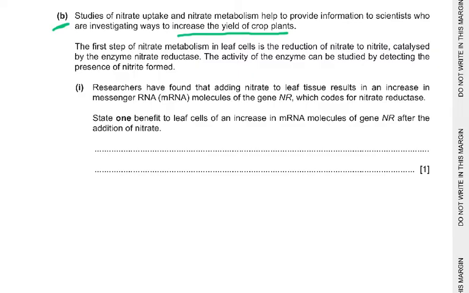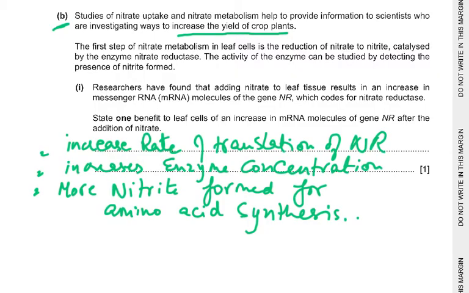So more nitrate is reduced to nitrite. So more nitrite is formed, leading to increased supply of nitrite for amino acid synthesis. So the benefit to leaf cells of an increased mRNA of gene NR, you have to give me one of all those points. So increased rate of translation of NR increases enzyme concentration, so more nitrite formed for amino acid synthesis.